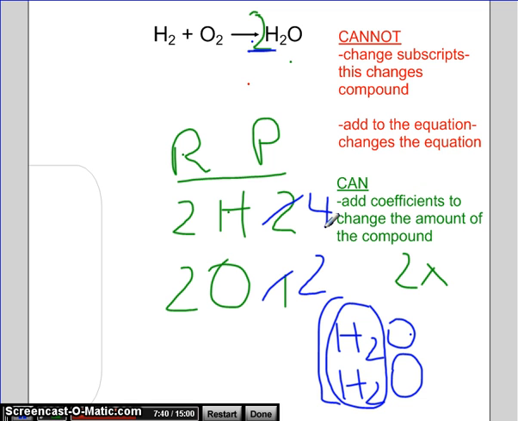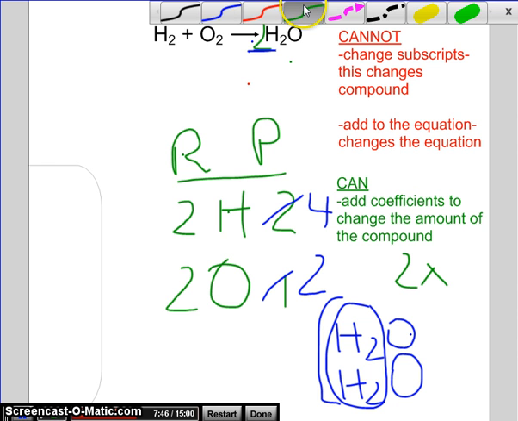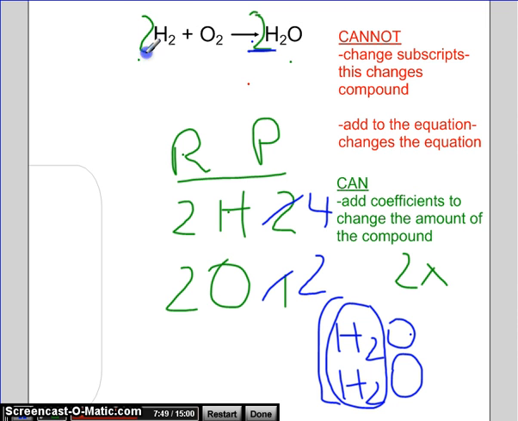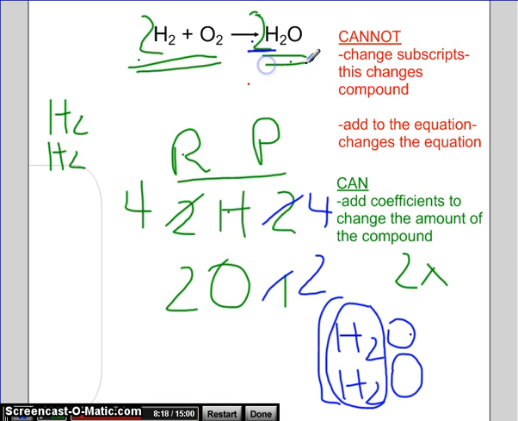Well, now my hydrogens are off on the reactant side. So hopefully you recognize that, hey, what if we just add a 2 over here? If we put a coefficient of 2 in front of H2, again, that shows that we have 2 hydrogen molecules. So we have H2 and H2, which would be a total of 4 hydrogen atoms. Now, we have 4 hydrogen atoms on the reactant side, 4 hydrogen atoms on the product side, 2 oxygen atoms on the reactant side, 2 oxygen atoms on the product side. Now we are a balanced equation.